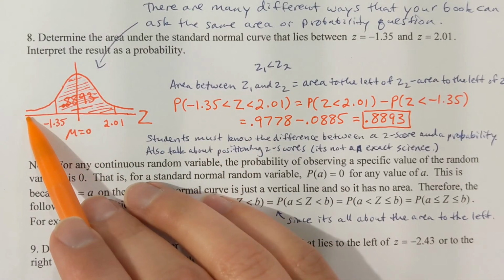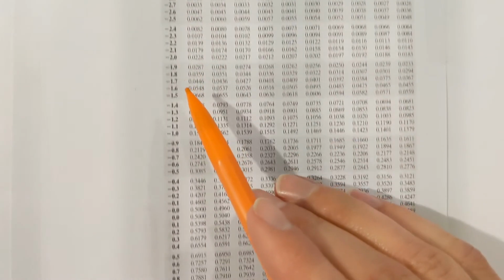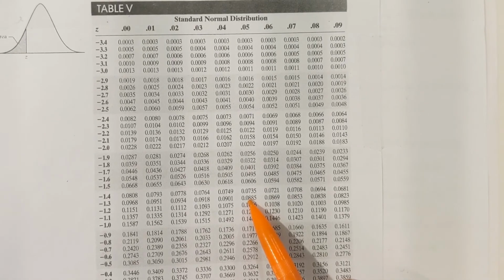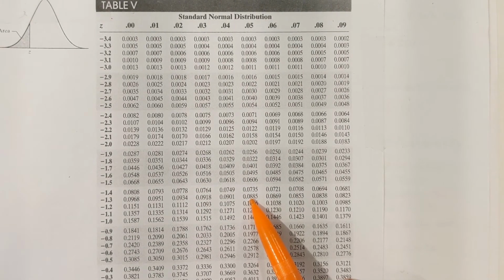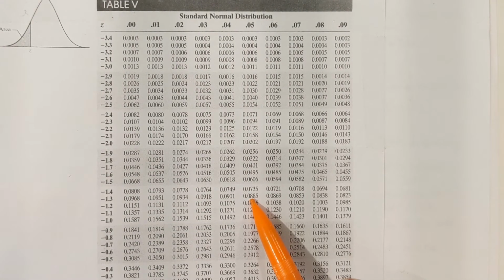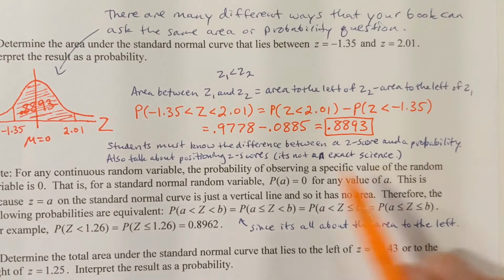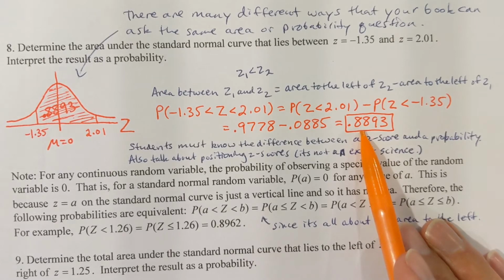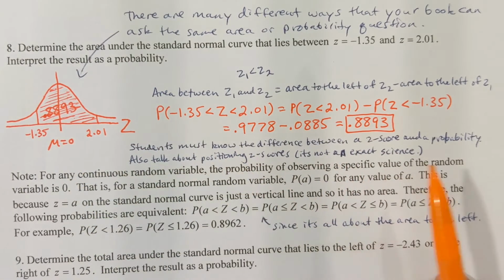left of negative 1.35. Again, I'll go to the table, and negative 1.35, the area to the left is 0.0885. Okay, and that's what I got here. Subtract those two numbers, and so that shaded area is 0.8893.